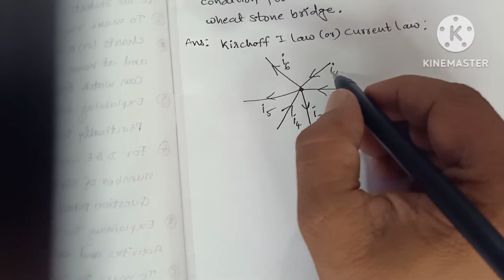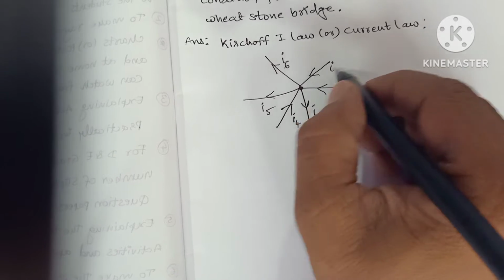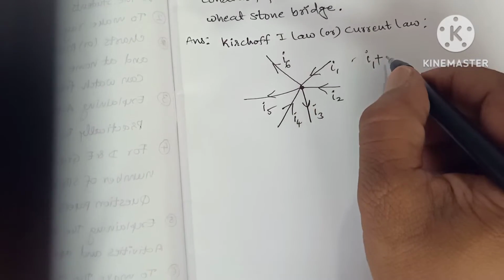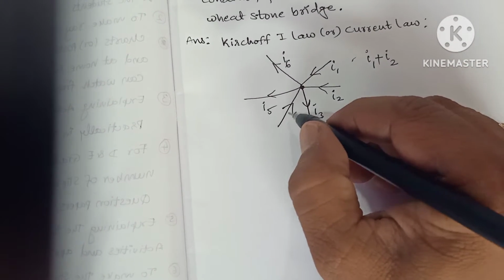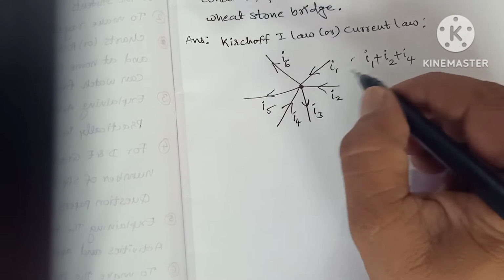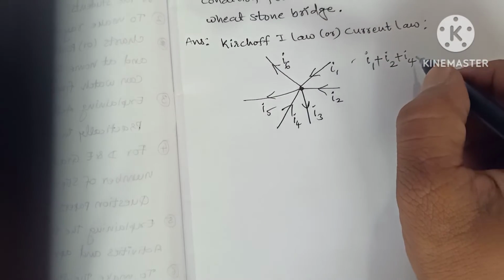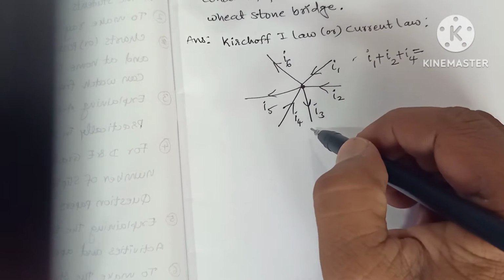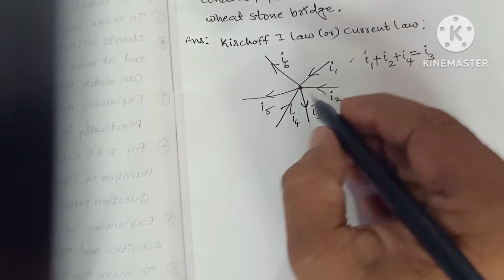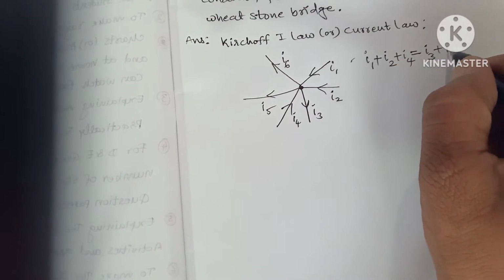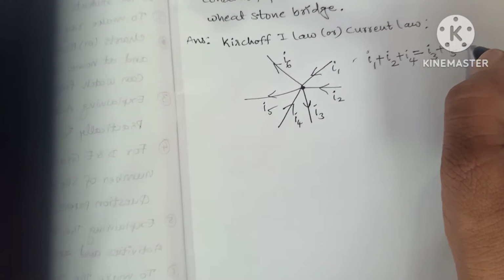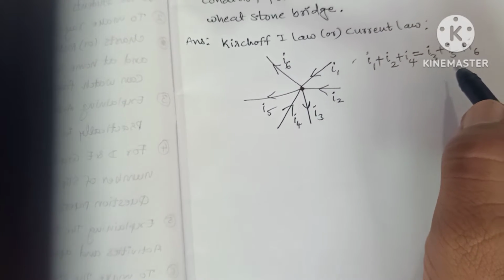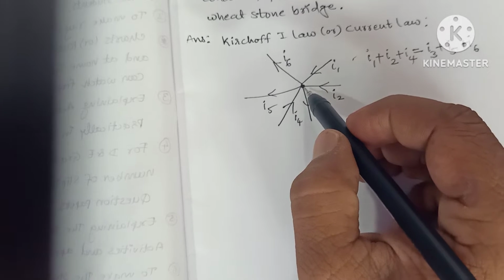Now let us see what are the currents flowing towards the junction. I1 plus I2 flowing towards the junction. Next I4 flowing towards the junction. That's all. Next currents flowing away from the junction: I3 away from the junction, I5 away from the junction, next I6 away from the junction. So these are the 6 currents, I1, I2, I4 flowing towards the junction and I3, I5, I6 flowing away from the junction.